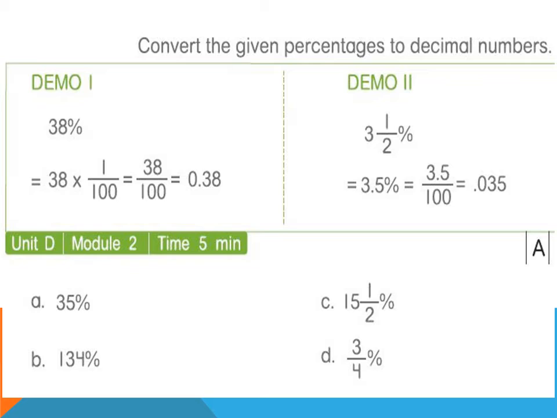In the same way, look at demo number 2. 3 1 by 2 will get converted into 3.5, because 1 by 2 is 0.5. 3.5 percentage will be 3.5 by 100, which will give you 0.035. In the same way, pause the video for 5 minutes. Do all the 4 problems in module number 2.